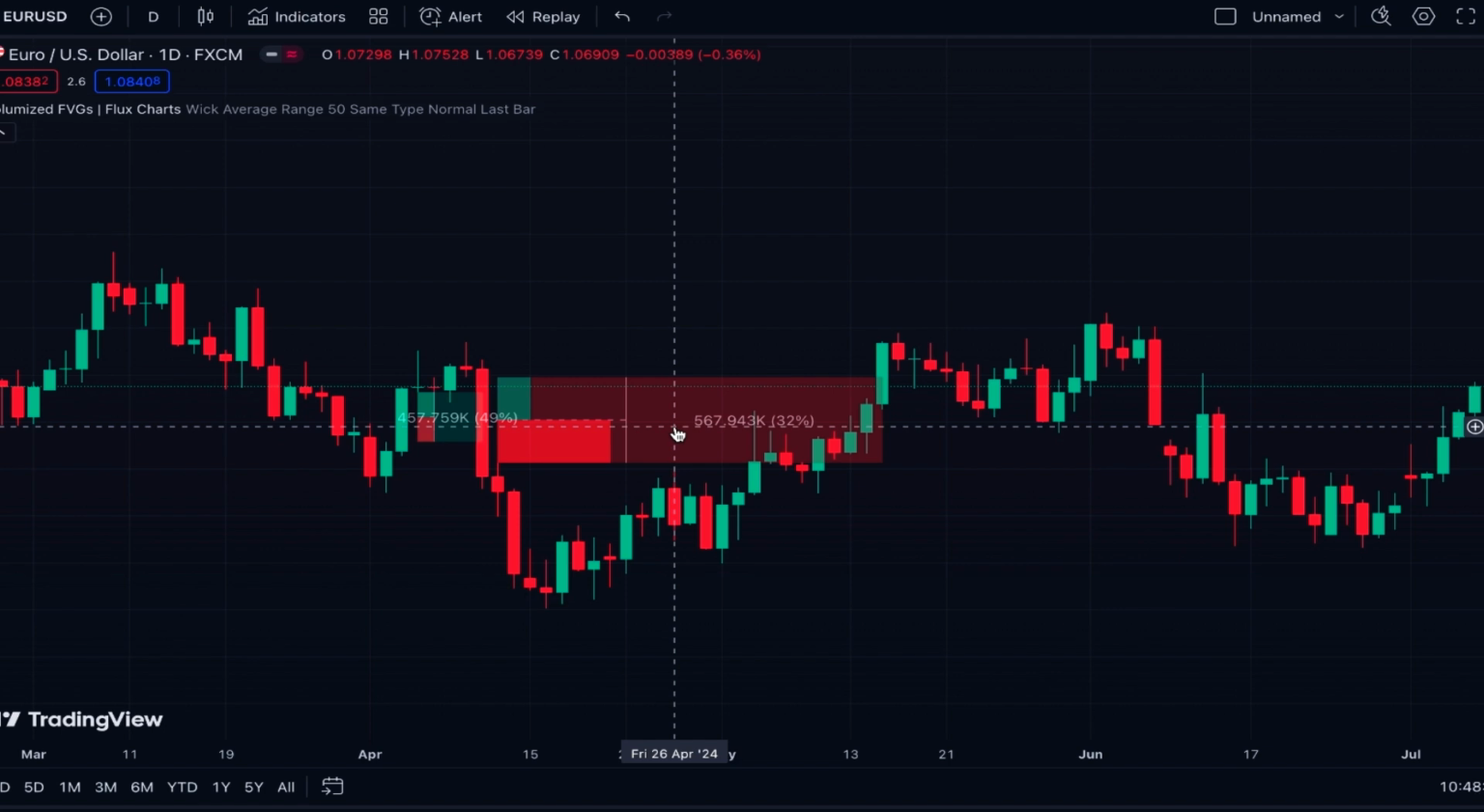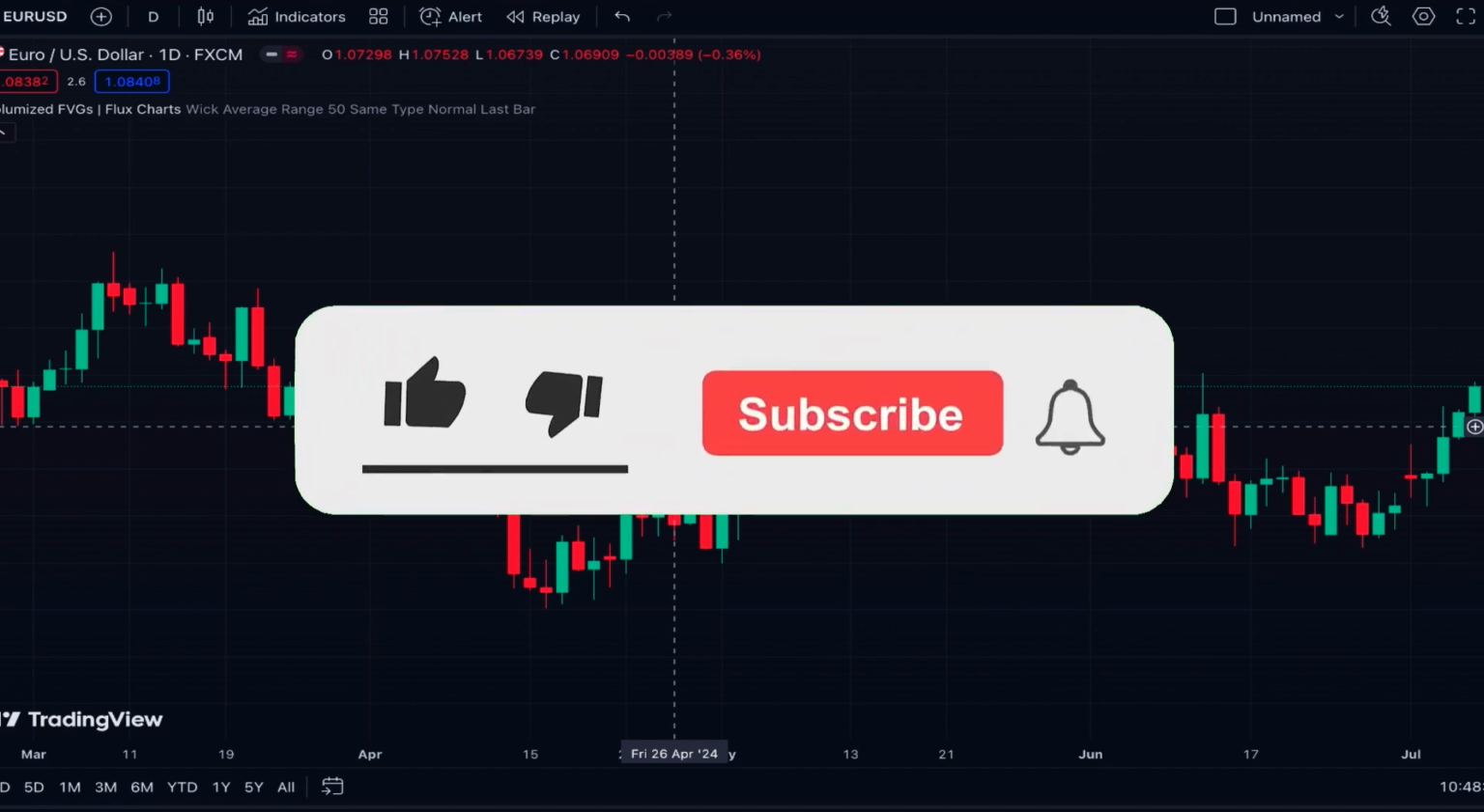so you can have an evaluation on the strength or significance of the fair value gaps. The higher the volume, the stronger and significant is the zone because it shows that the market participants were more active in that price range.